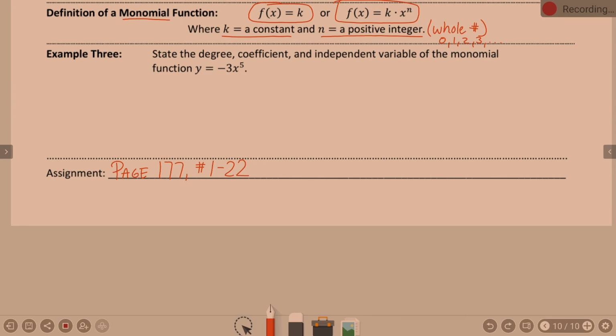I only got one example here. State the degree, coefficient, and independent variable of the monomial function y equals negative 3x to the 5th. Ironically enough, my Algebra 2 is reviewing some of this vocabulary today too. What do you remember about degree? Is it 5? It's 5. It's that power, yes. So the degree is 5, or in other words, it is your n value.